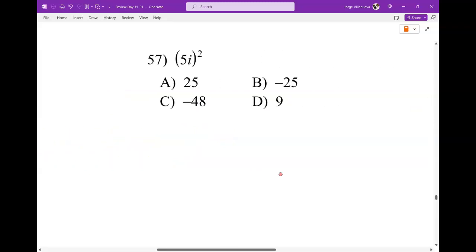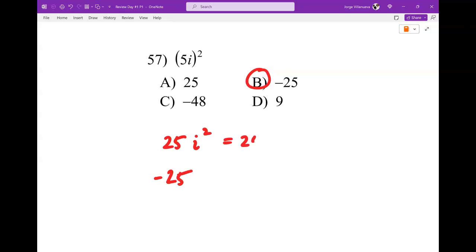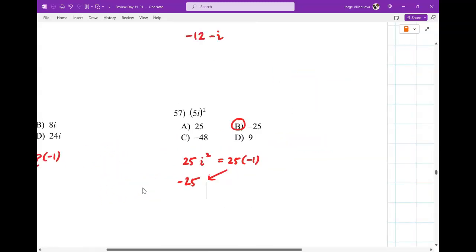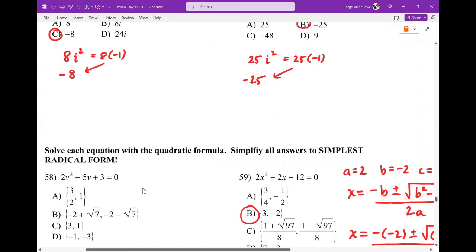57, 5i squared. The squared applies to both. So 5 squared is 25. i squared is i squared. So i squared just changes the sign on the number. That's a positive 25, so this becomes negative 25. Remember, I'll show the work just in case you want to see it. There's 57. All right, let's see, 58.